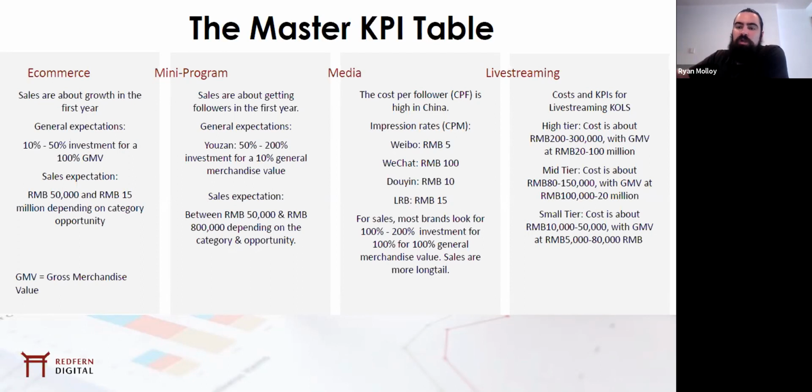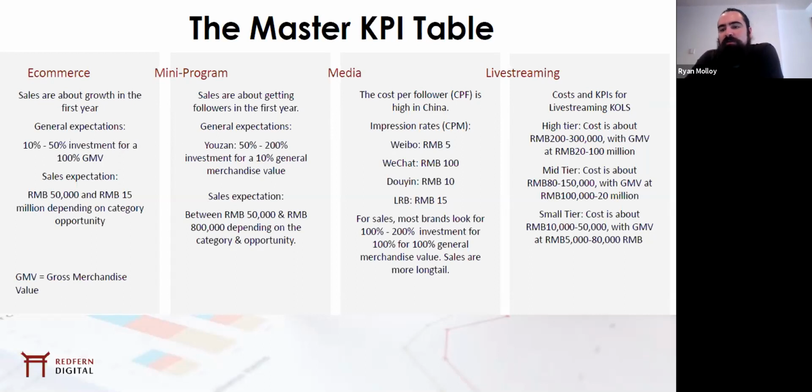That's something that will lower year on year, right? And that's where the investment comes into, that's where the repeat purchase comes in, and the organic traffic, the traffic that gets given to you by Tmall and JD. And the sales expectation, again, I think I missed a zero there, it should be 500,000 to 15 million.